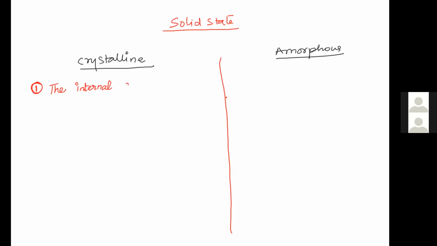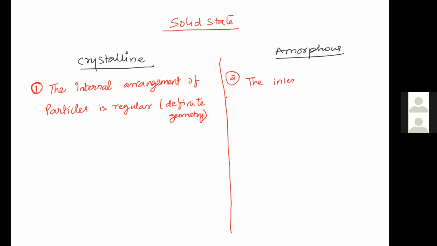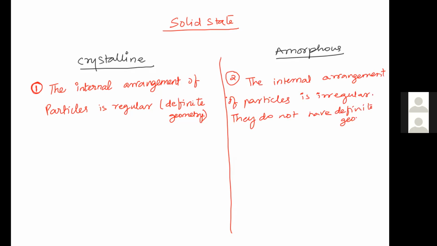So the internal arrangement of particles is regular. That means they have definite geometry. What about the amorphous form? The internal arrangement of particles is irregular. They do not have definite geometry.